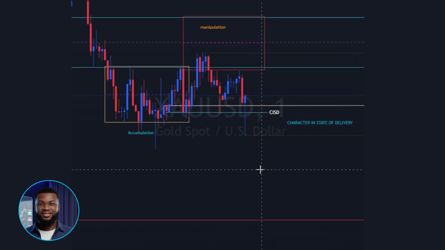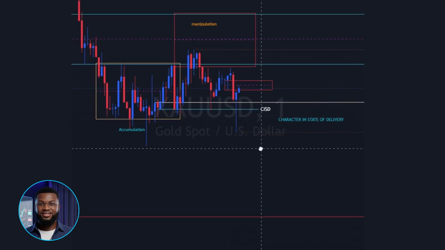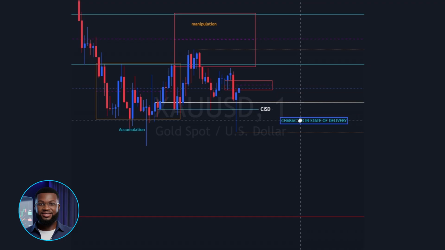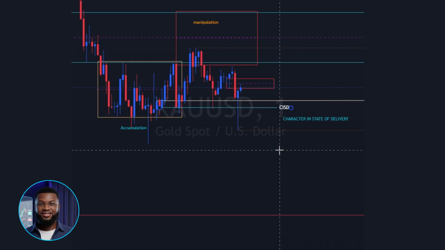See, price is moving back. Patience is key, right? Now you can see another fair value gap over here. Price taps into it. Let's see. I'm still waiting for our setup to form.